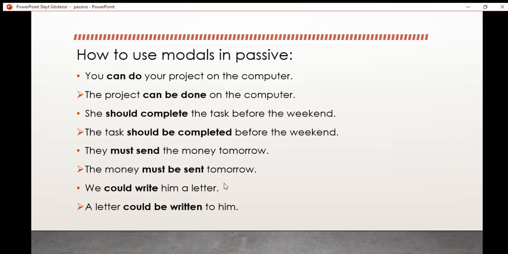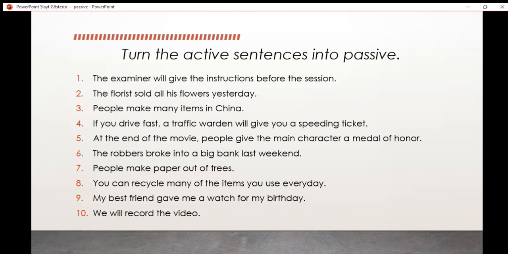We could write him a letter. A letter could be written to him. Now, there are 10 sentences here. They are all in the active voice. We are going to make them passive. Pause the video here, give yourself 10 minutes, answer the questions, try to change the sentences into passive, and then play the video.